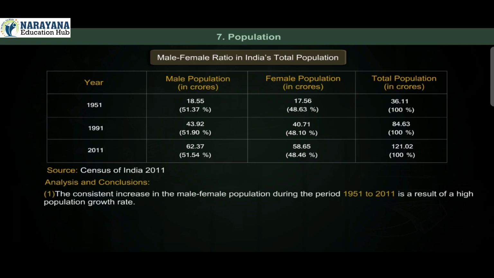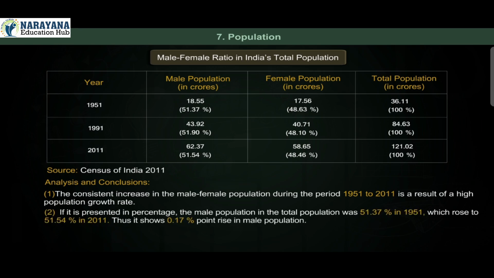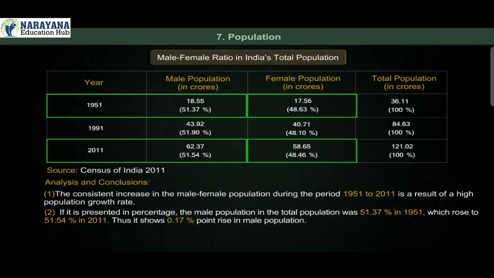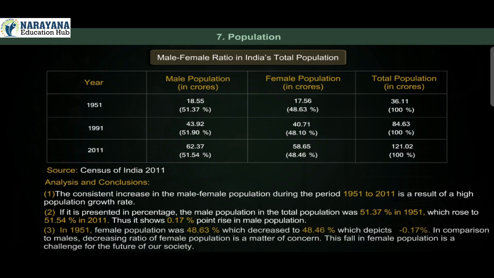Analysis and conclusions. First, the consistent increase in the male-female population during the period 1951 to 2011 is a result of a high population growth rate. Second, if it is presented in percentage, the male population in the total population was 51.37% in 1951, which rose to 51.54% in 2011. Thus, it shows 0.17 percentage point rise in male population.